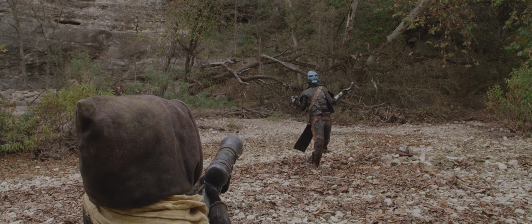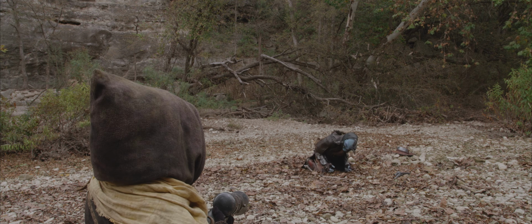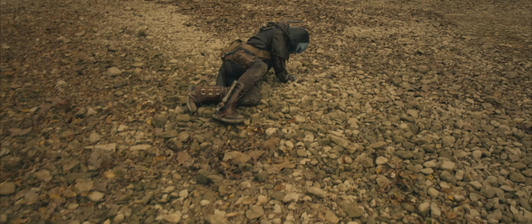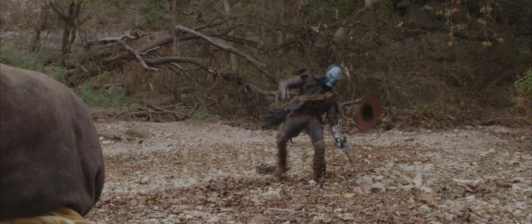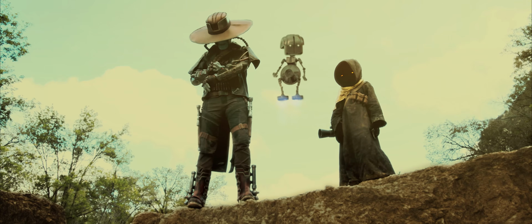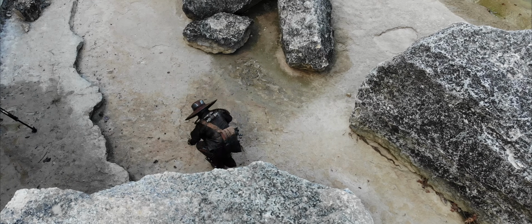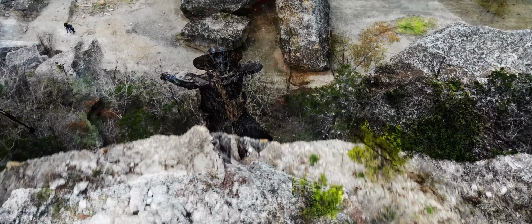We only had the resources to make a single hero version of the Cad Bane costume and makeup. So there's no stunt version. So any stunts that I had to do, fall into a bed of rocks, crawling, fighting, jumping off the cliff, all of that is done with our hero version of the costume, so it had to be able to hold up.